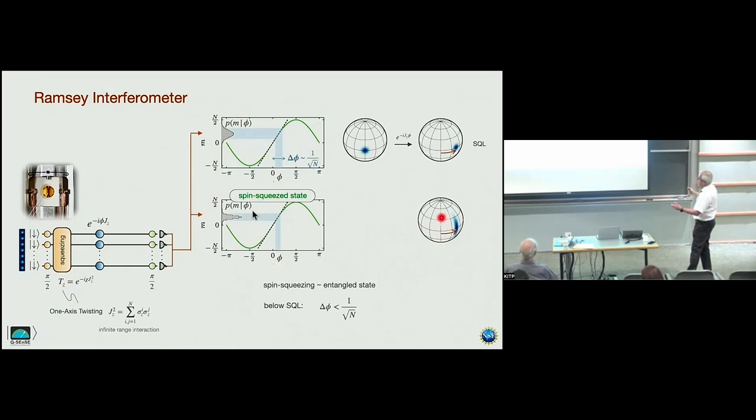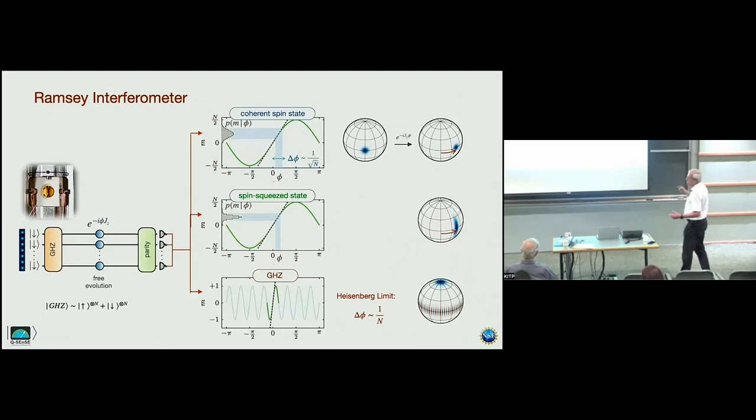Let me also compare this with what is always discussed as the ultimate performing interferometer, which is a GHZ interferometer, being a superposition of all up and all down. For pure states, of course, that corresponds to the quantum Fisher information, which is the largest possible over here. Yes, indeed, you can see that the line here is much steeper, but I would also like to point out that when you look at the width over here, this is the dynamic range where you can uniquely identify.